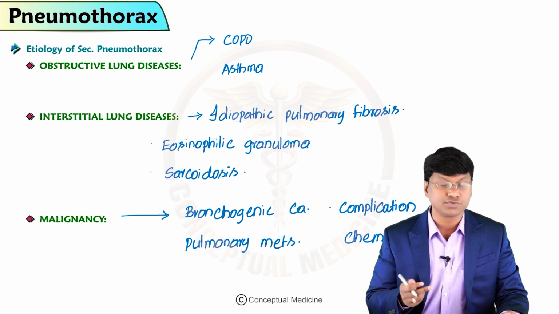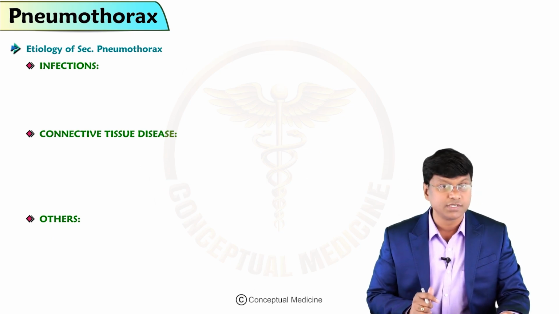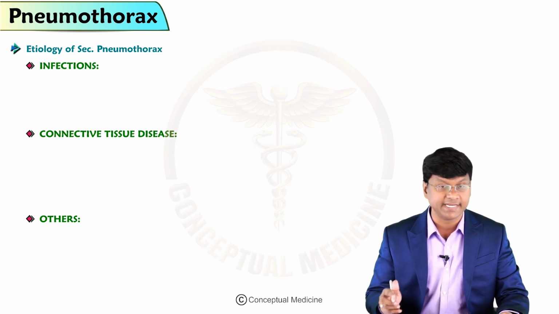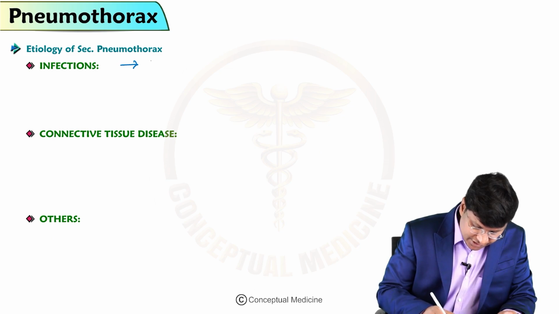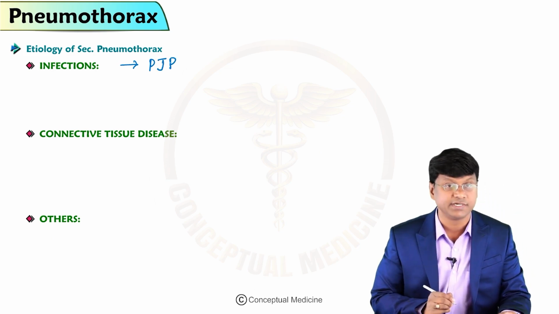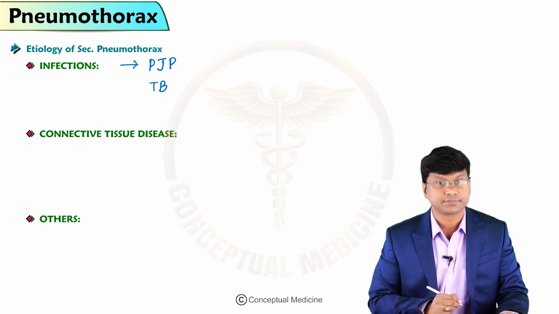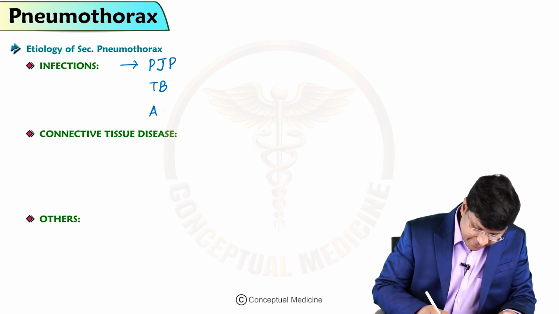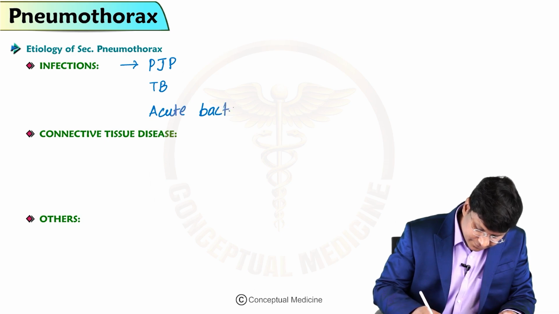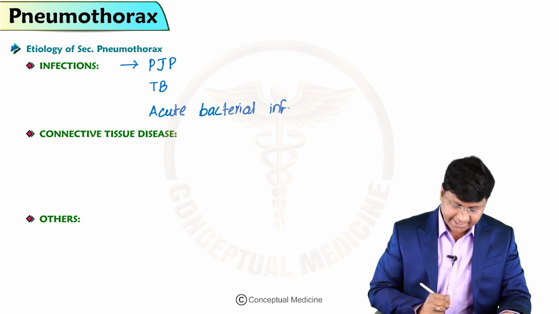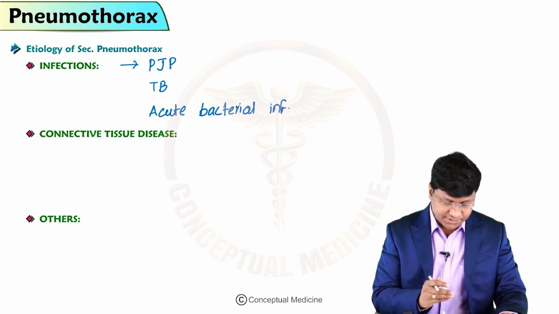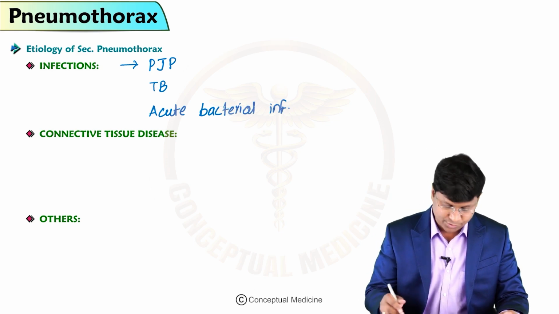And apart from that, we also have some infections which can cause the secondary spontaneous pneumothorax, and those infections include Pneumocystis carinii pneumonia, which we call Pneumocystis jirovecii pneumonia in recent days, tuberculosis, then acute bacterial infection. So these are the infections which can cause the secondary spontaneous pneumothorax.